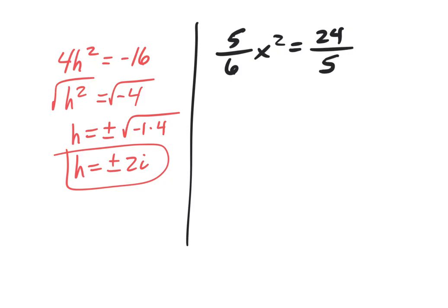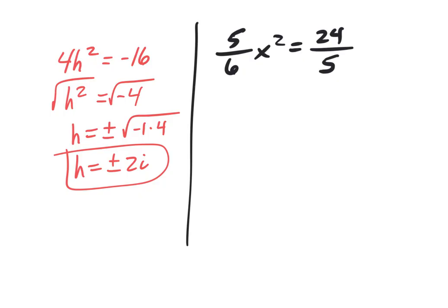Okay, here's a little bit different. We got a 5/6 in front of the x squared. The one we saw just a second ago was just a 4. That one's pretty easy. We divide by 4. So what would I do to get rid of the 5/6 there? Yeah, we're gonna multiply by its reciprocal.